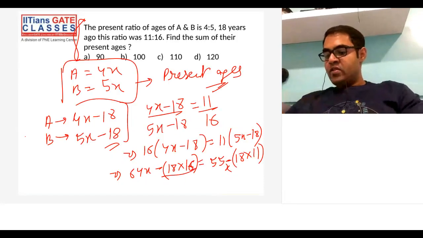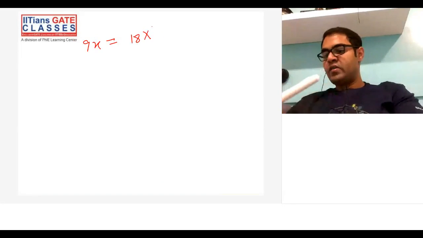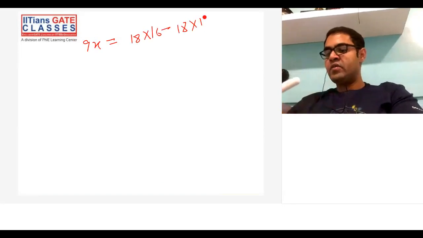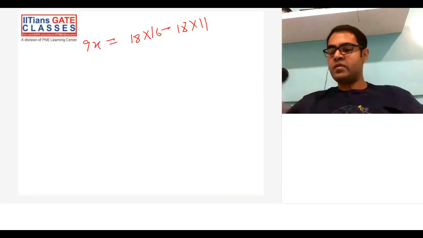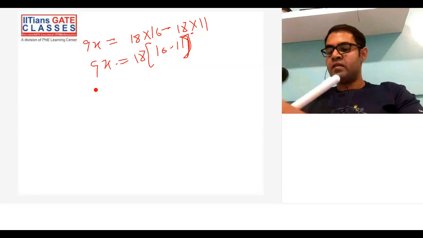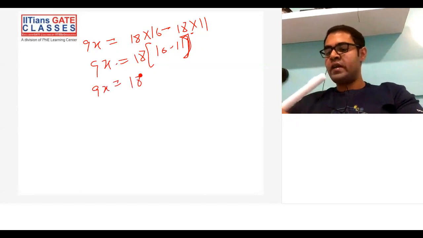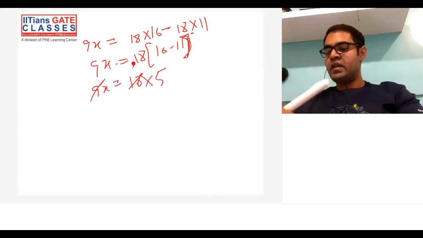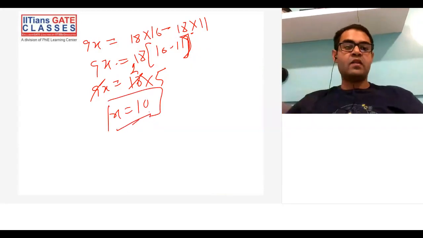This term is on the RHS. So 18 into 16 minus 11 into 18. Now from here I can take 18 common and this becomes 16 minus 11. That is why I did not multiply. Okay. So 9x is equal to 18 into 5. So 9 and this will cancel. So x becomes what? 10. Alright.